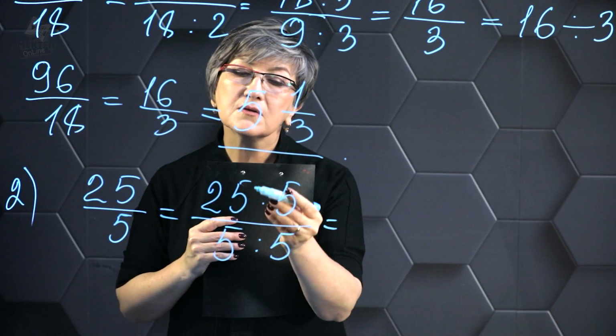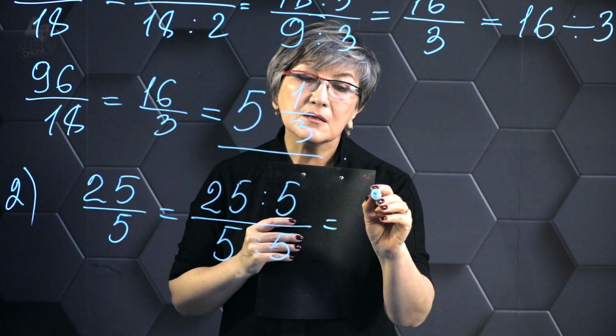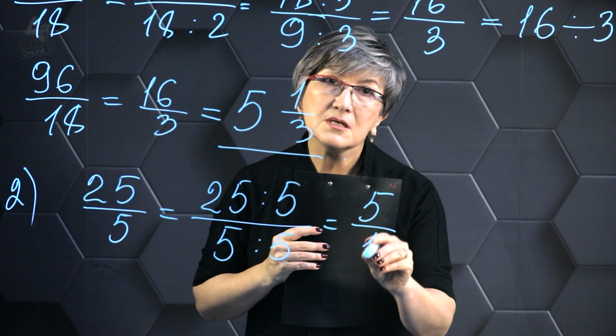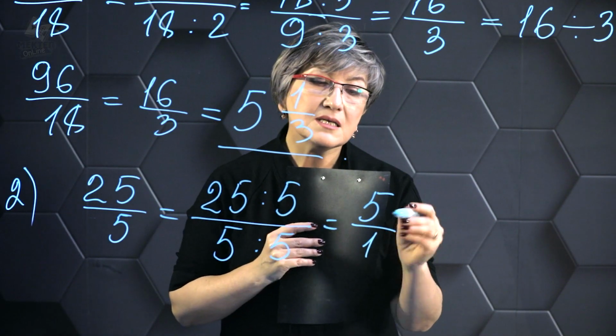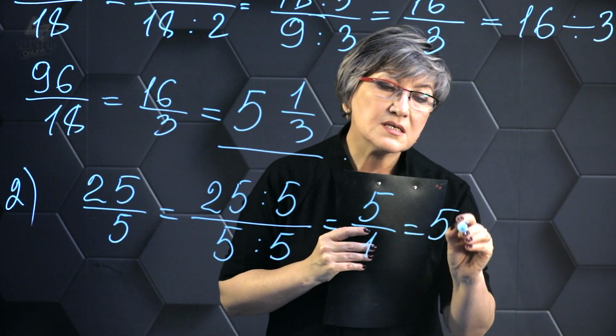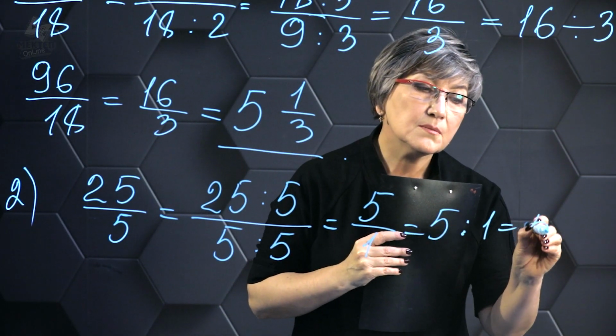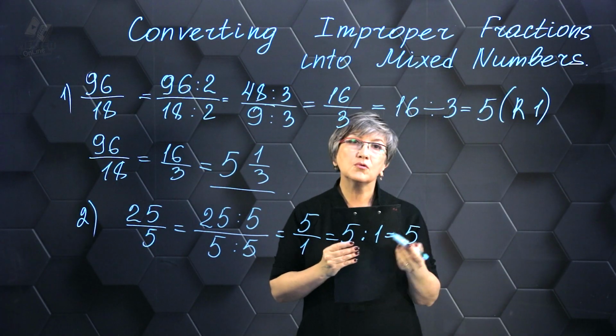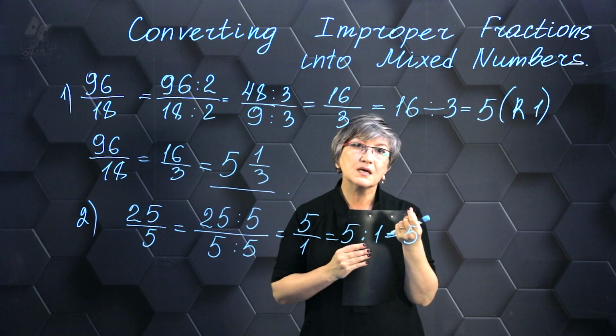What am I going to end up with? 25 divided by 5 is going to be 5. Take the number 5, divide it by 5, and you will get 1. When you divide 5 by 1, the answer will always be 5. Ultimately, we won't have any remainder, or we'll have a total of 0 left over in the end.